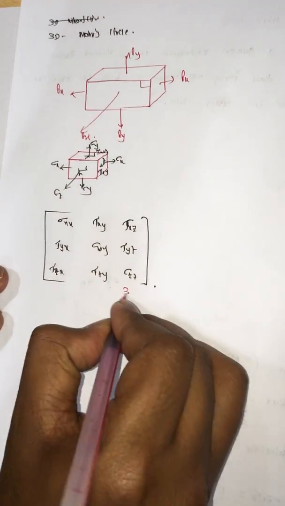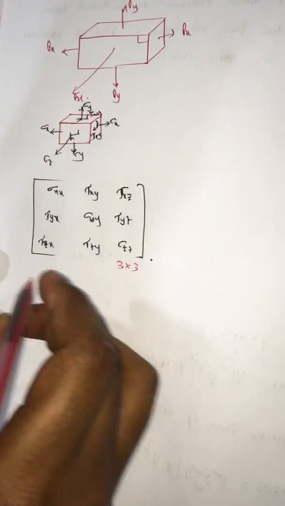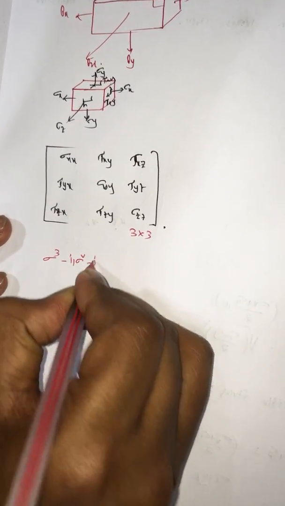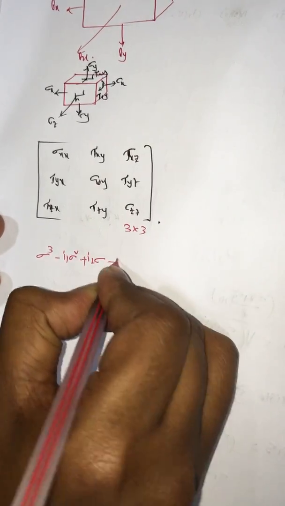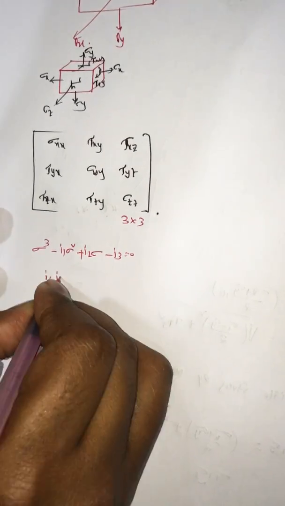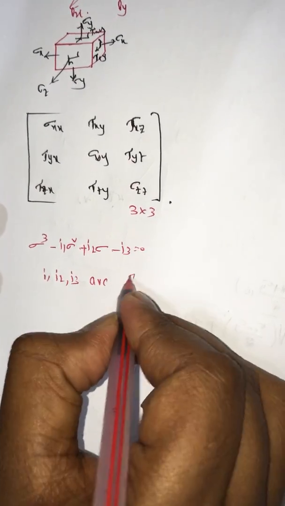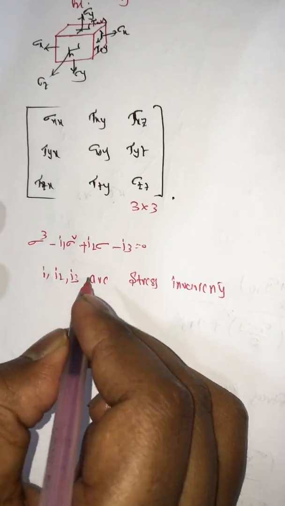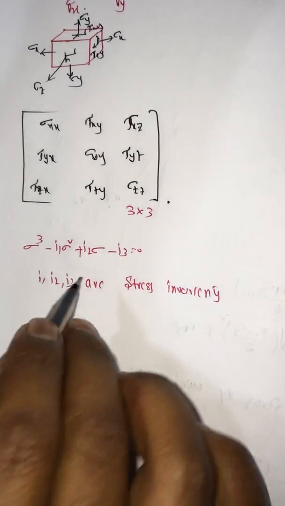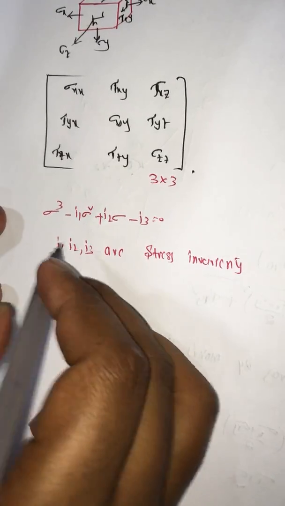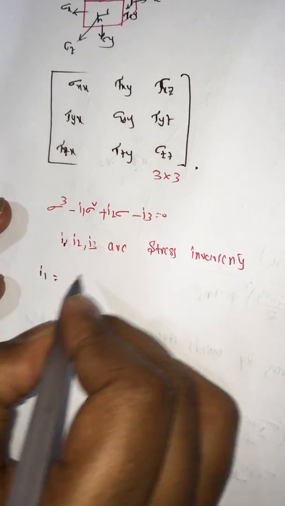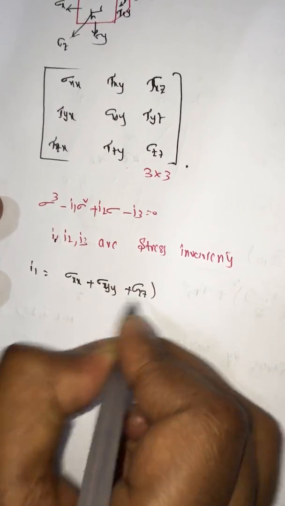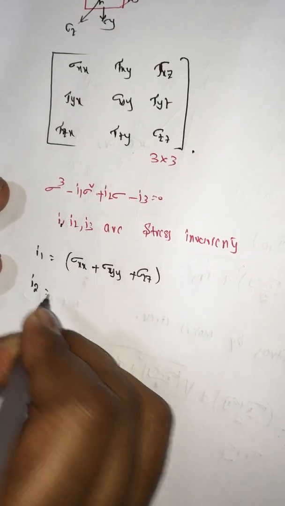You have a 3 by 3 matrix, and you will get a cubic equation: sigma cube minus I1 sigma square plus I2 sigma minus I3 is equal to 0. I1, I2, I3 are stress invariants. Whatever your conditions may be, these I1, I2, I3 values won't change. They are constant values. How to calculate I1? I1 is equal to sigma xx plus sigma yy plus sigma zz.